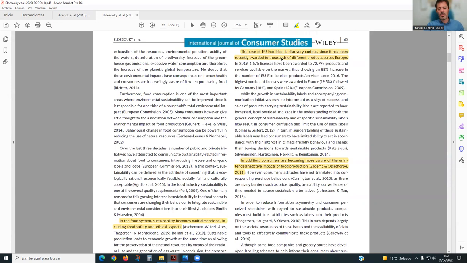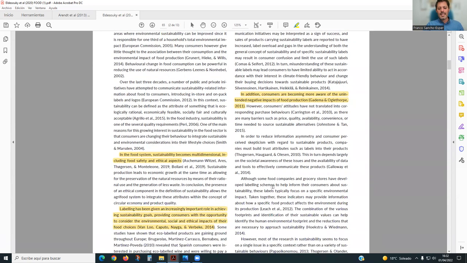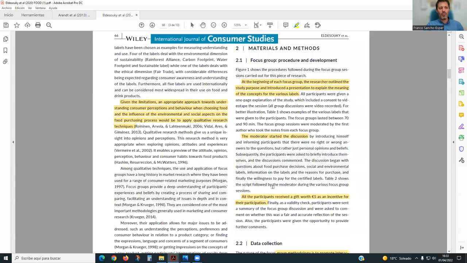They also speak about the case of the European Union Ecolabel. It's also very curious since it has been recently awarded to 2,000 different products across Europe. So it's quite current. In the European Union, they have been doing this in the last time. In addition, consumers are becoming more aware of the unintended negative impacts of food productions. So these labels are going to be related to the impact of food on environment. Given the limitations, and they explain a little bit, this part is called the literature review, and they go to the study itself.